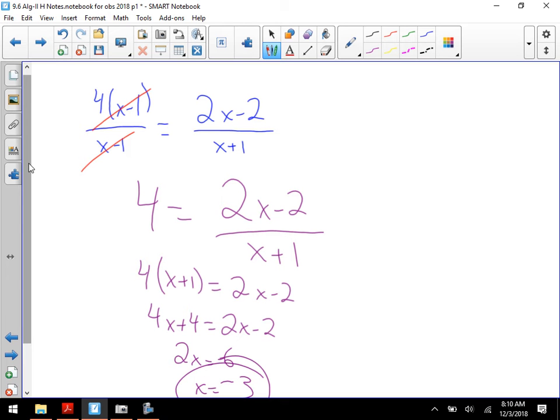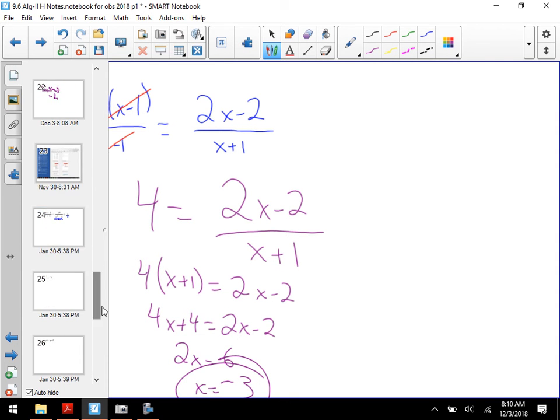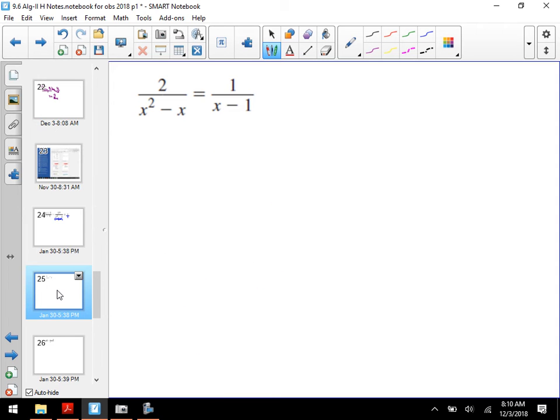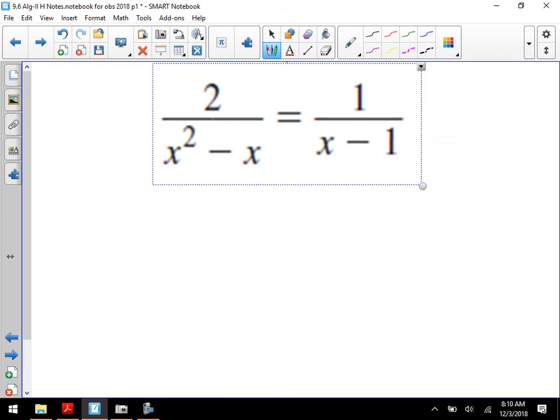Today what we're going to be working on are more of these, but it's going to be more along the lines of fraction equal fraction. When it is fraction equal fraction, that's when you just straight cross multiply. Those are a lot easier. Okay? For example, we're going to add a couple of these today.